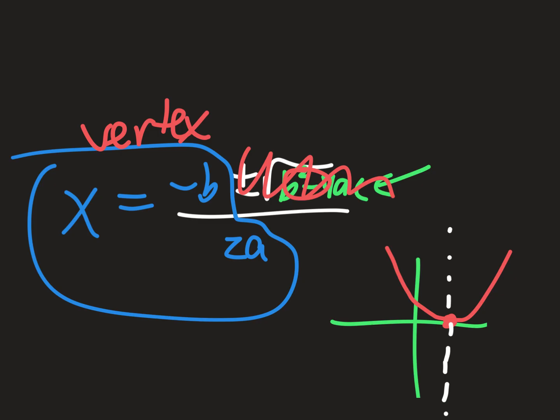Okay. So if this part is 0, then you don't have two answers. It's not plus and minus anymore, because plus and minus 0 don't do anything. So then it's just one answer, and that's the vertex.